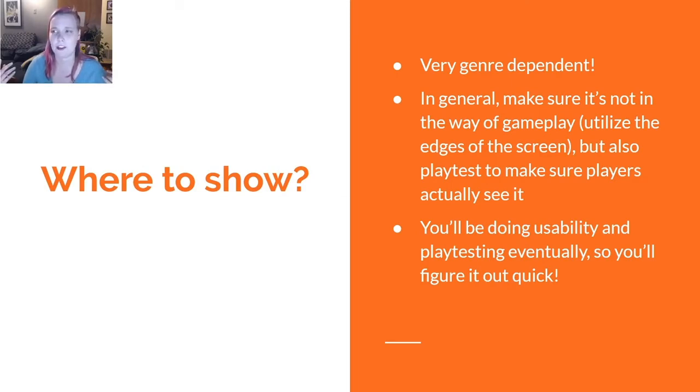Players do tend to not see things at the periphery of their concentration. So if they're concentrating in the middle of the screen, they may not see things that are happening on the outsides. That's why we add lots of nice juicy animations to things to try and draw their eye to other places if we need them to see some important information. But you'll be doing usability and playtesting eventually, one hopes, so you will figure out what your players are seeing and not seeing very quickly.